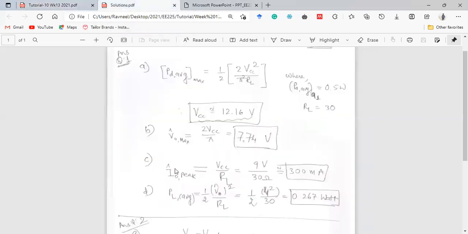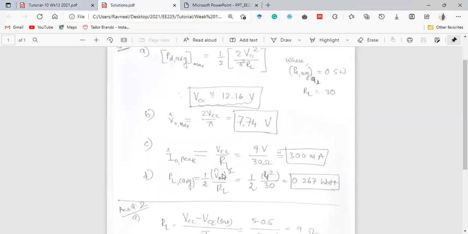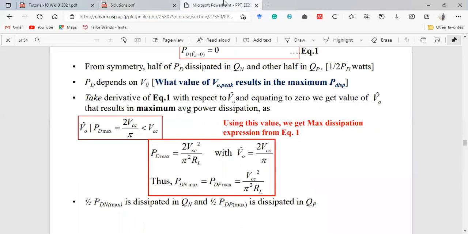The load power is basically given by half V out peak squared divided by RL. When we are calculating the AC power, it is V out divided by √2. That is the RMS value that we should be using. So V out divided by √2 squared will be just half times V out squared divided by RL. I believe you are able to find this.